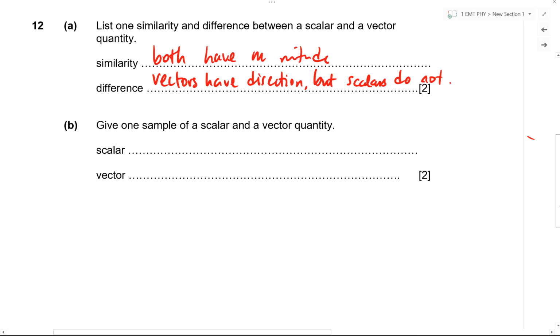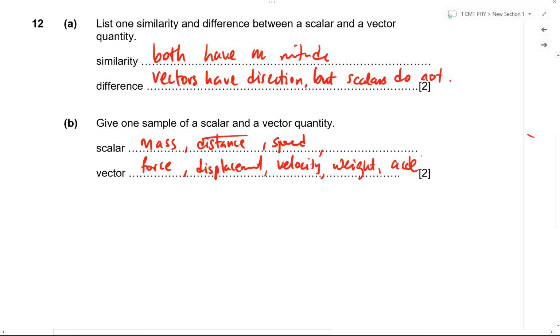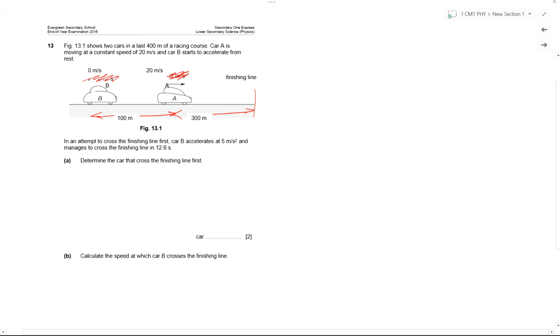Give an example of a scalar and a vector. Okay, mass and force. Any others you want me to check? Distance, displacement. Speed, velocity. Any more? It doesn't have to be a pair like that. I can put weight here, right? I can put acceleration. There's also time over here. Any more that you want to check? Or is this enough? Whatever you need to cover, they are here already. Okay, next.